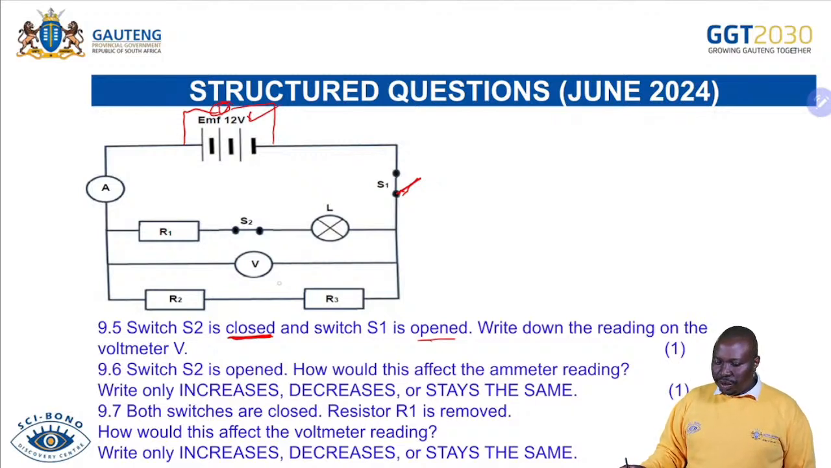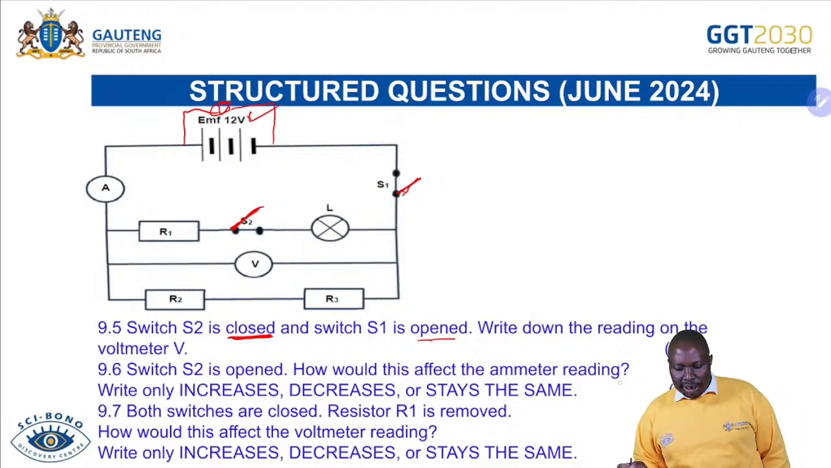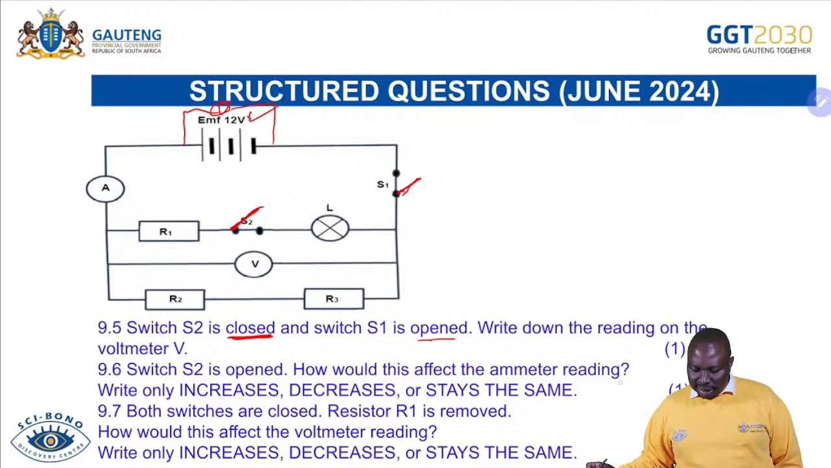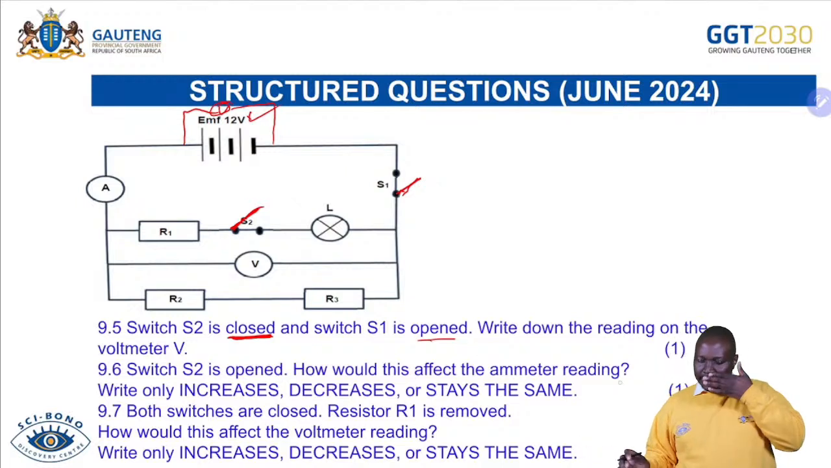Now switch S2 is open. How will this affect the ammeter reading when S2 is open, for 9.6? We're saying how will that affect the ammeter reading? It only increases, decreases, or stays the same. This one, I find it very important.